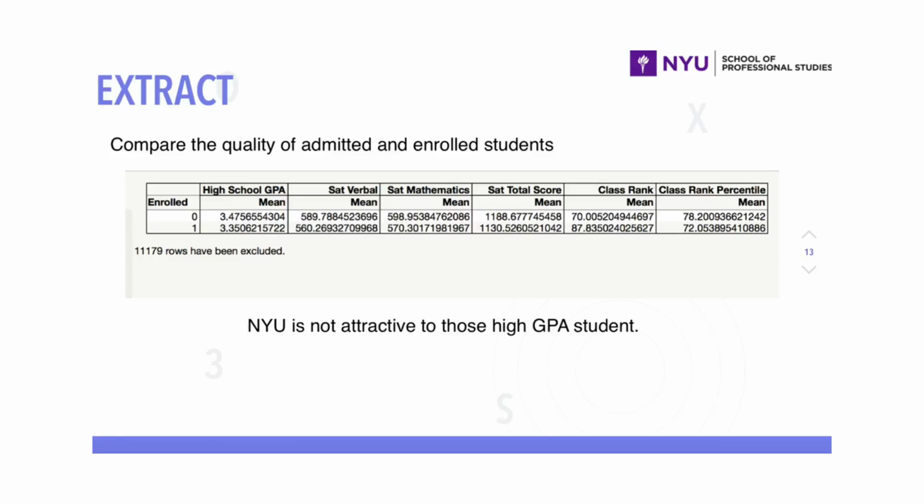We can see from the chart that those students who don't enroll in NYU have higher high school GPA and SAT scores, and they rank higher in class than those enrolled in NYU. That means NYU is not attractive to high GPA students. Maybe NYU isn't attractive enough to those excellent students.